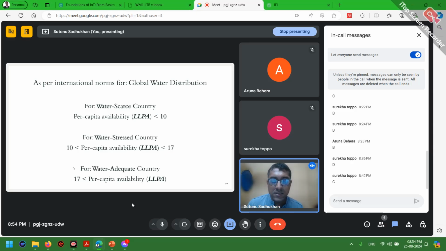The term LLPA means lakhs of liters per annum. Per capita means per head availability of water. So if the per head availability of water is less than 10 LLPA, then we can consider that country to be a water scarce country. If the per capita availability of water is between 10 and 17, then we can say it to be a water stressed country. If the water availability per head is more than 17 LLPA, lakhs of liters per annum, then we can consider it to be a water adequate country.